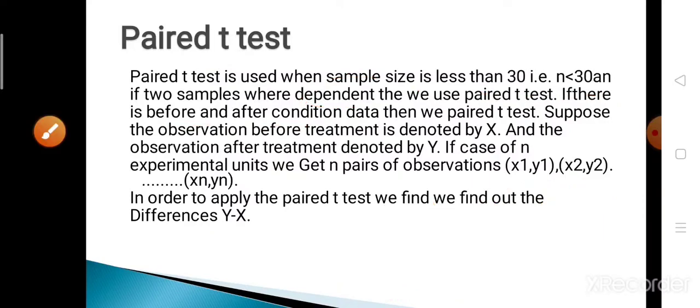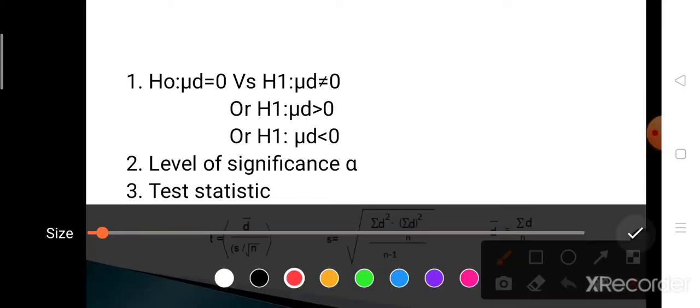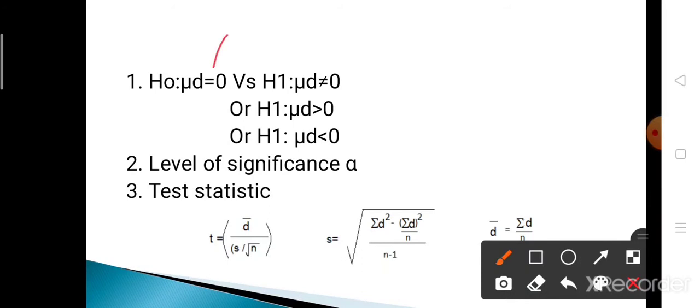The first step involved in testing of hypothesis is to formulate the null and alternative hypotheses. The null hypothesis is H naught: mu D is equal to 0. Mu D means the population mean of differences. D is y minus x, where y is the after treatment observation and x is the before treatment observation. There is an equality condition, which means the given statement is the null hypothesis.